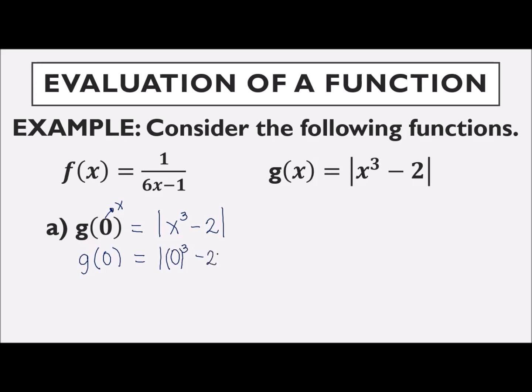And then, copy the remaining values. Then, we all know that 0 cubed, 0 times 0 times 0, is 0. And then, minus 2. What is 0 minus 2? The answer there is -2.